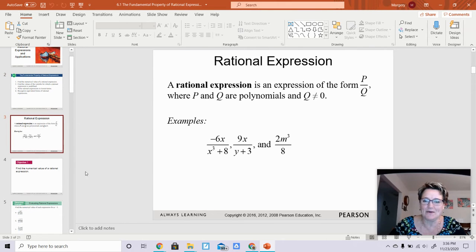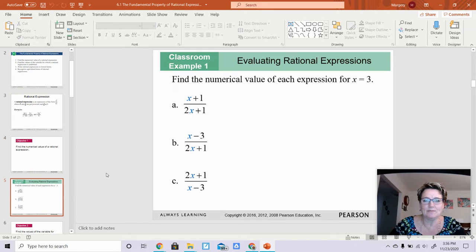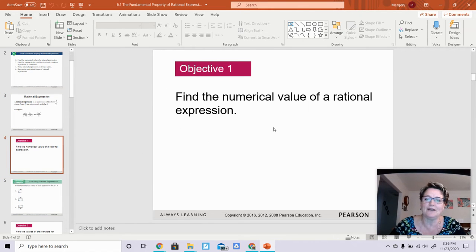And here we go. First of all, a rational expression is an expression that can be in the form of a fraction, and you can never have zero in the denominator. That's what this here says. So my first objective is to find the numerical value of a rational expression.